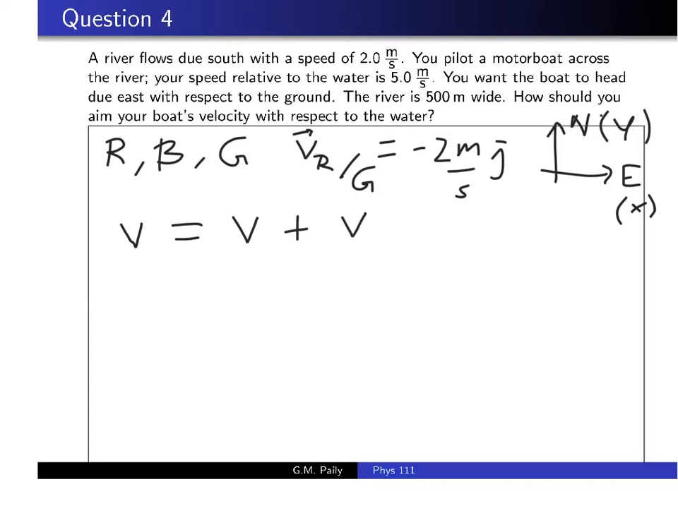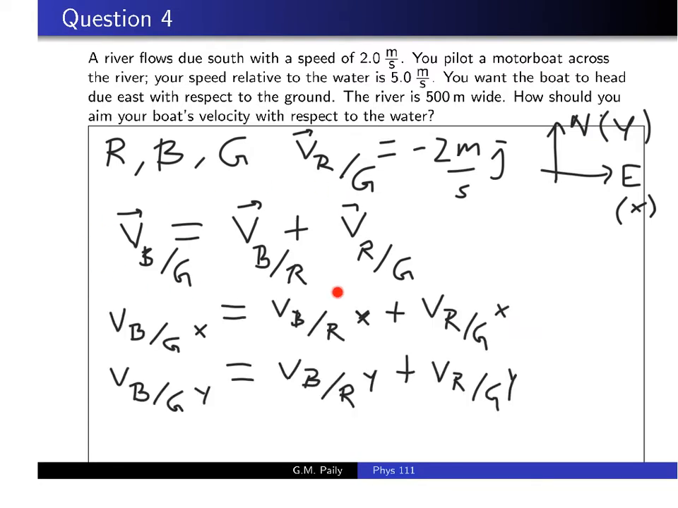Since we're interested in the boat with respect to the ground, we end up with this relation. Since this is a vector equation, we can split it up into its components. In other words, the x component of V_BG is equal to the x component of V_BR plus the x component of V_RG. The same applies for the y direction.